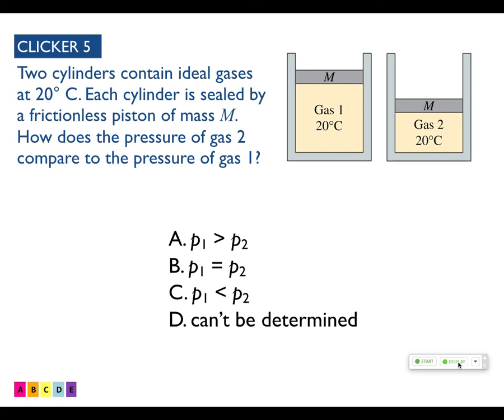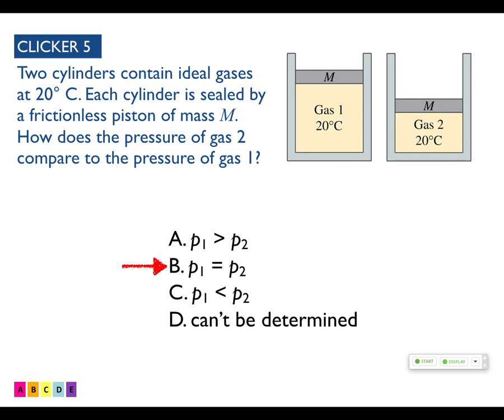The volume might be different. You can see the volume's different. The number of moles might be different, but pressure is determined by the atmospheric pressure and the mass of the piston. If those are the same, then the pressure is the same. None of the other stuff matters. They don't even have to be at the same temperature. That was just misleading. The only thing that matters for the pressure is that the outside pressure is the same and the piston has the same mass.